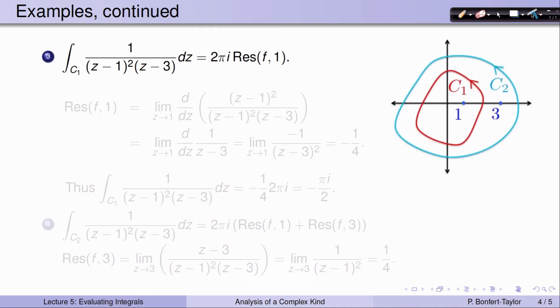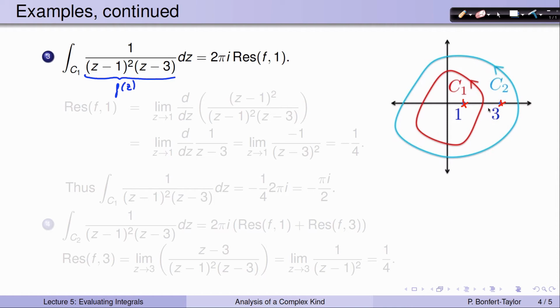Here's a third example. This is a function we've looked at before. f of z equals 1 over (z minus 1) squared times (z minus 3). This function has isolated singularities at z equals 1 and z equals 3. I drew two curves here, a curve C1 that surrounds only the singularity at 1, and a curve C2 that surrounds both of these isolated singularities.